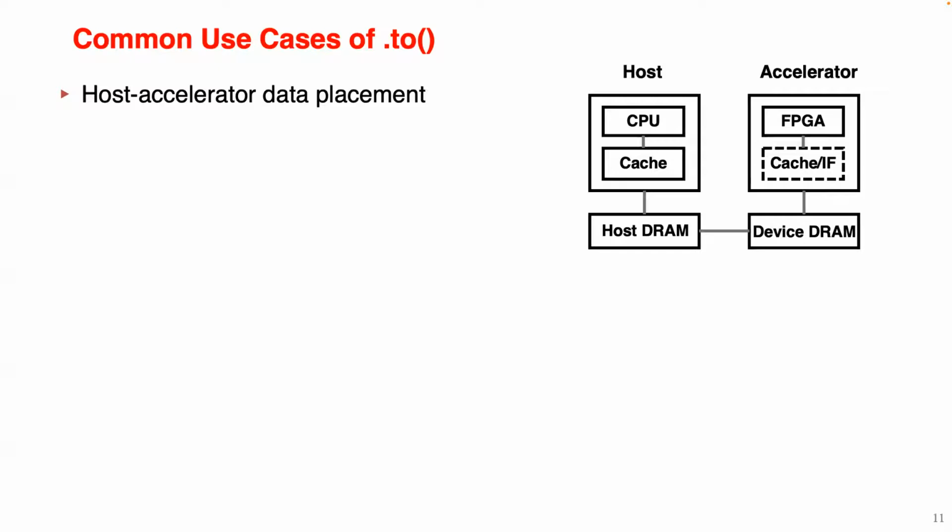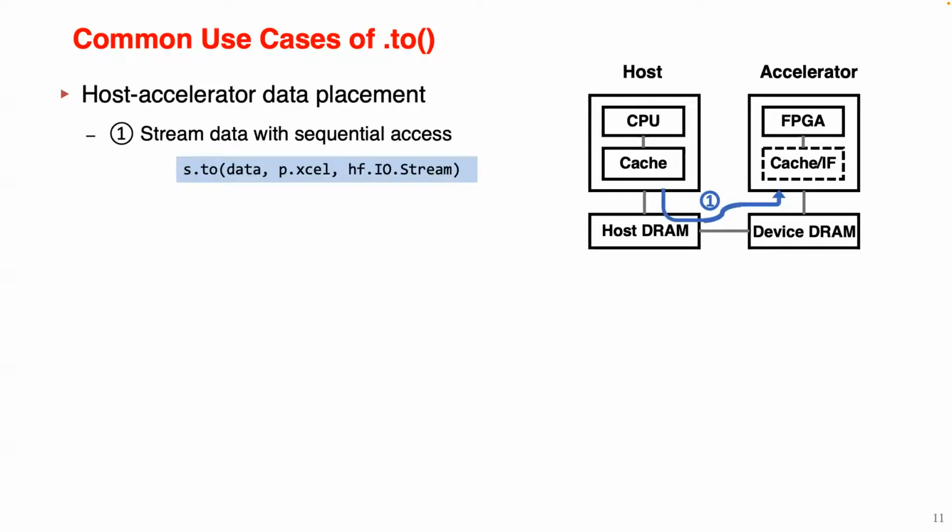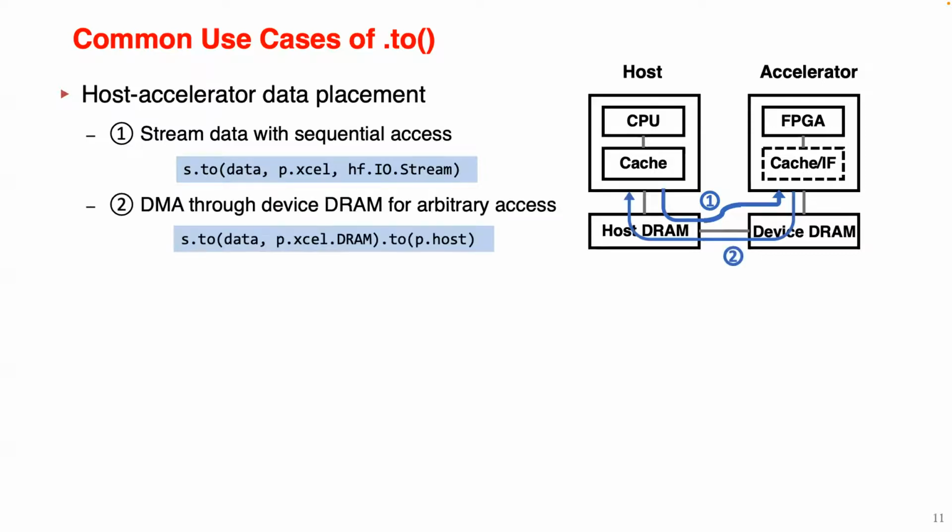Here we show some more common use cases of DAO2 in realistic applications. This figure shows a typical CPU-FPGA hardware diagram. For the host-accelerator data placement, we can use DAO2 to stream the sequential data access from host to accelerator with the stream mode. Alternatively, we can also use the DMA mode to move data the other way around, from the accelerator to host through the device memory.